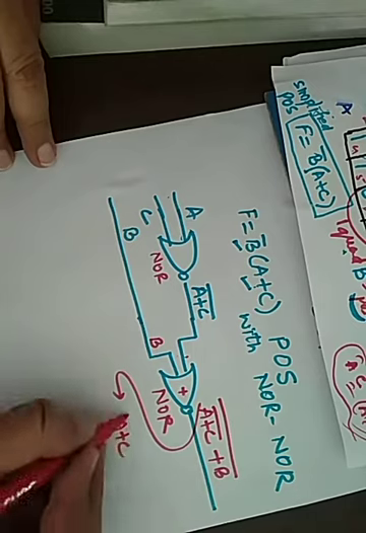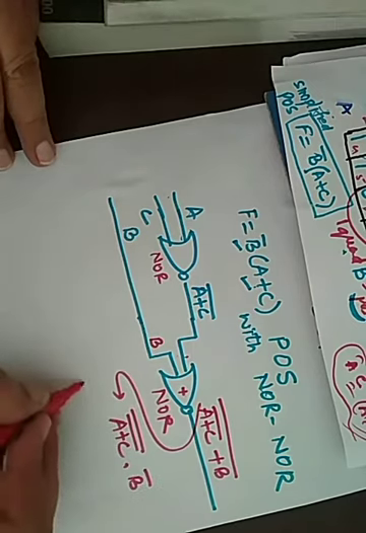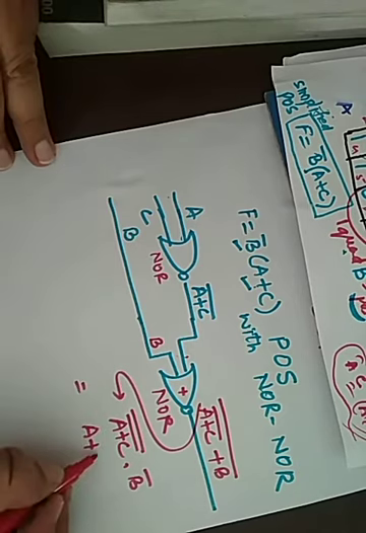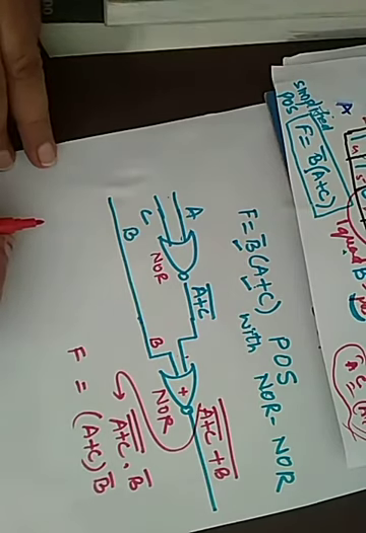If you solve this by De Morgan's theorem, this solves to a plus c double bar dot b bar. That will solve to a plus c into b bar, which is your required function. So this is the NOR implementation of this function.